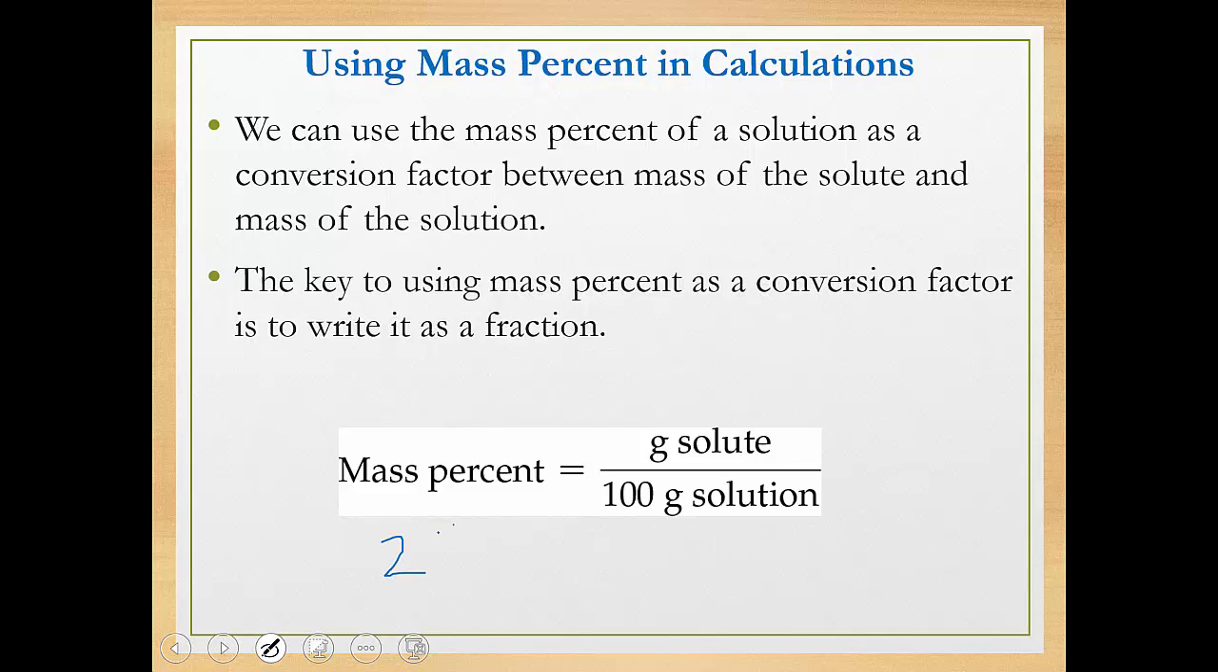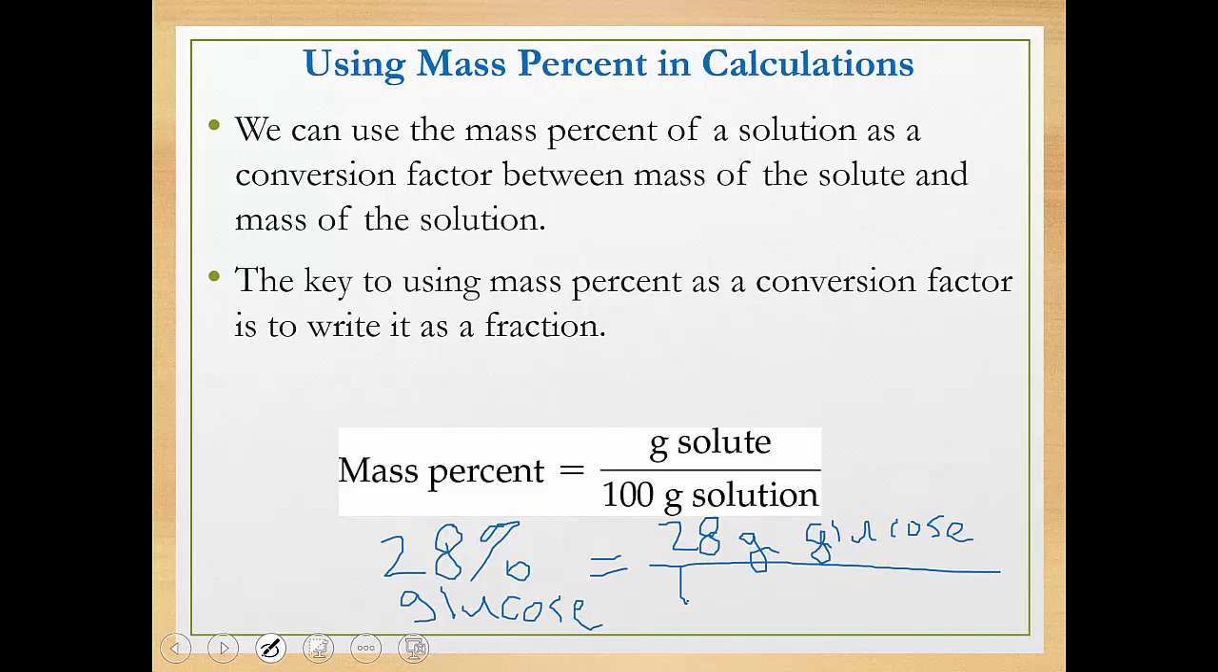So if I'm told that I have a 28% solution of glucose, okay, that is telling me that I can write my conversion factor as 28 grams of glucose for every 100 grams of whatever my solution is. If I have sugar water, let's say, using the glucose. Okay, 28 grams of solid glucose sugar put into 100 grams of solution. Okay, don't just say solvent or water. It's got to be the solution.